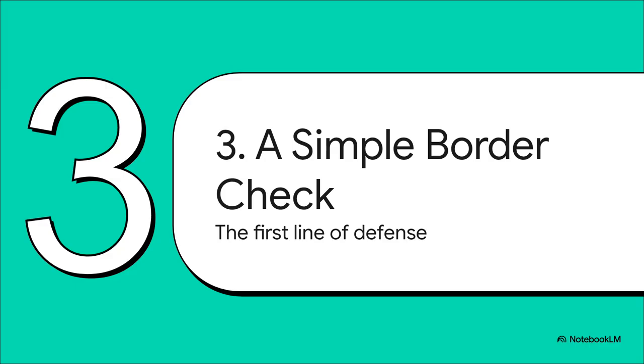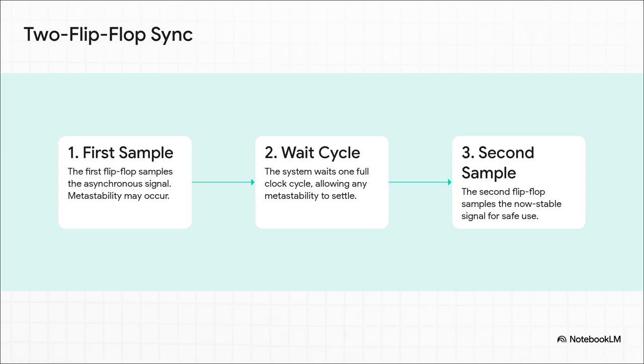Okay, so if this is so incredibly dangerous, how on earth do engineers deal with it? How do you build a secure border checkpoint to manage these signals and stop metastability in its tracks? Well, the most common solution is actually brilliantly simple. It's called a 2 flip-flop synchronizer.